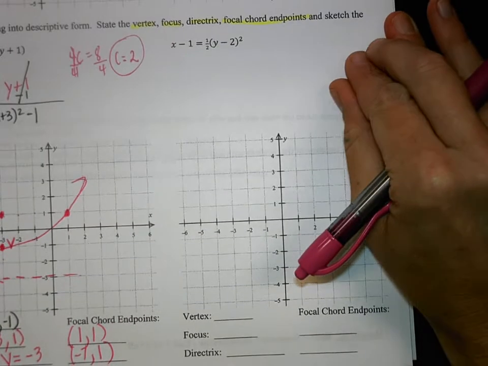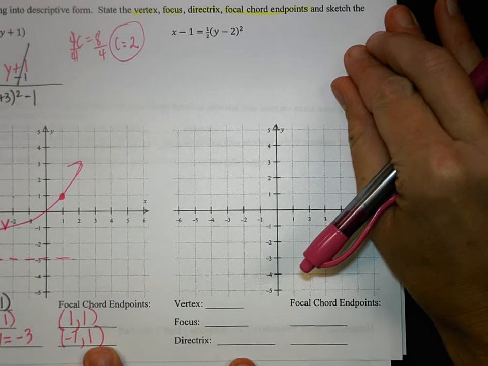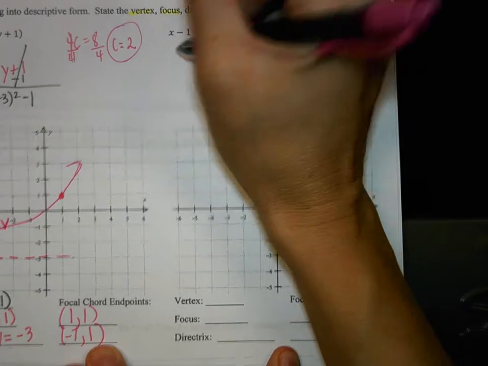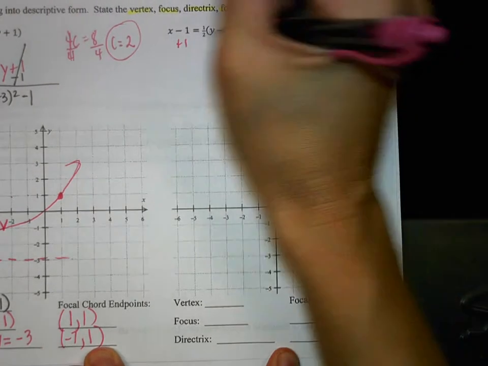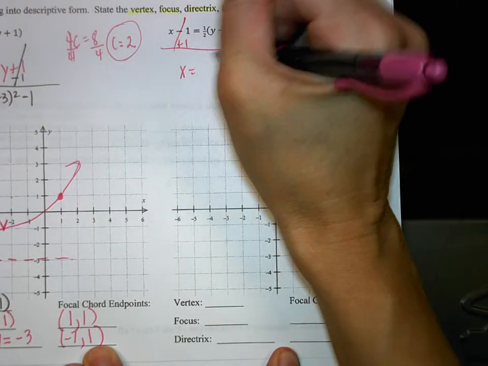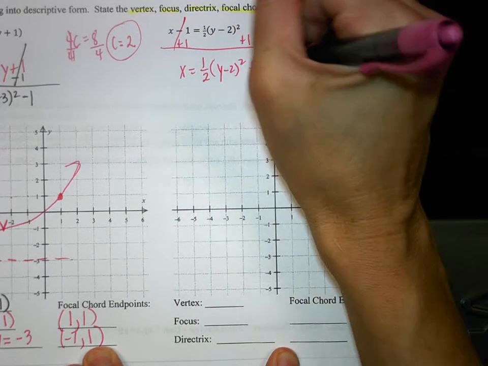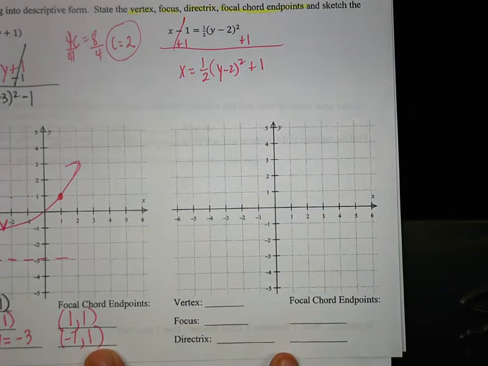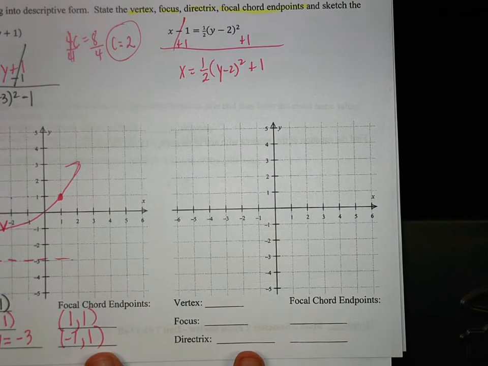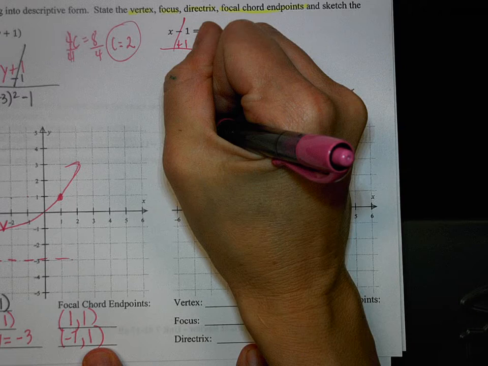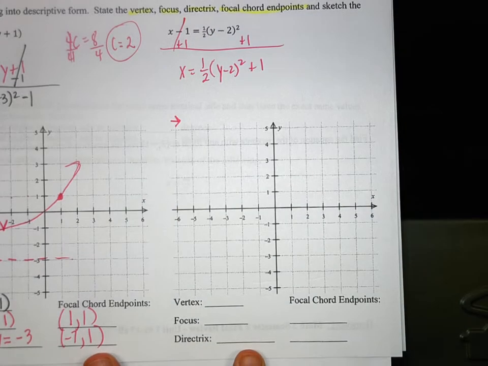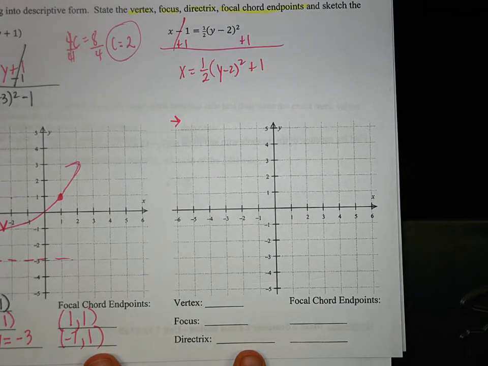In order to get this into descriptive form, what do I need to do? Add 1. Good, just add 1 to both sides. We have x equals 1/2, and then y minus 2 squared plus 1. Based on this, what direction is this graph going to go? Right. Very good. And again, how do we know it's right? Because it's x equals, and it is positive.